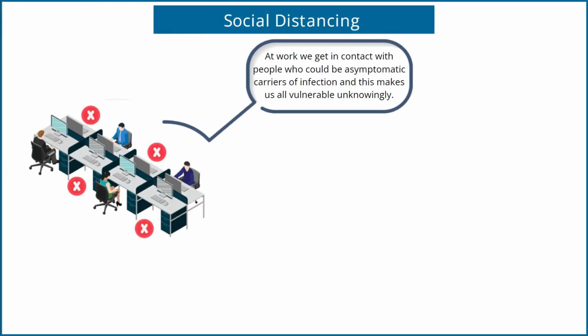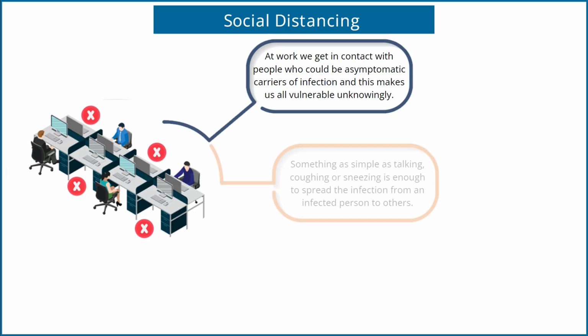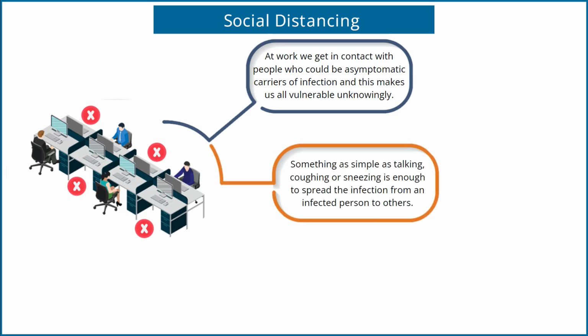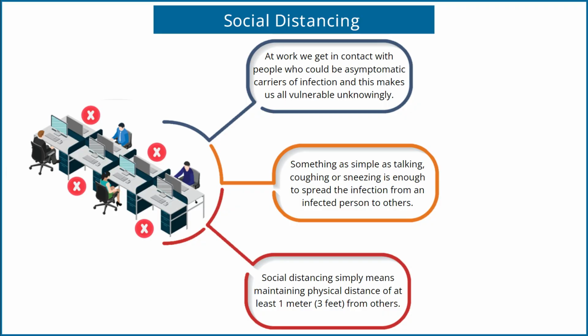We come in contact with people at workplace who could be asymptomatic carriers of infection, which makes us all vulnerable unknowingly. Something as simple as talking, coughing or sneezing is enough to spread the infection from an infected person to others. Social distancing simply means maintaining physical distance of at least 1 meter, or 3 feet, from others.